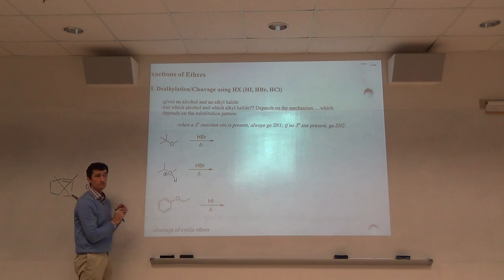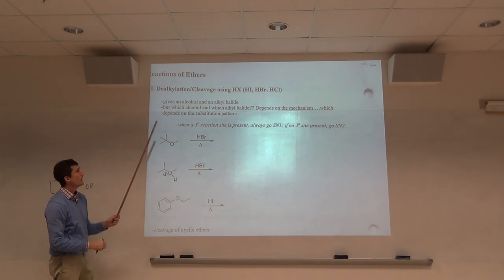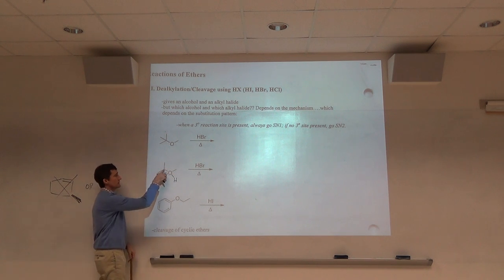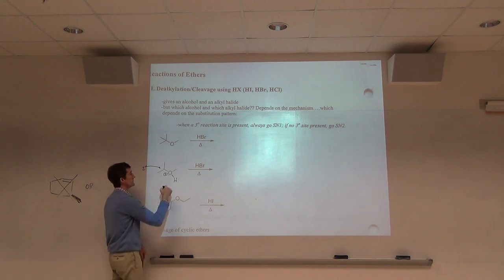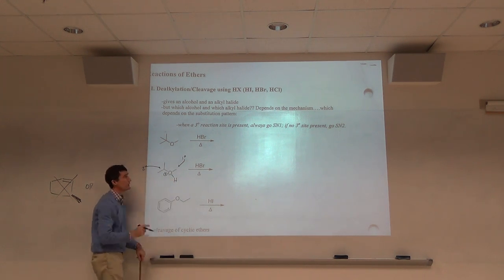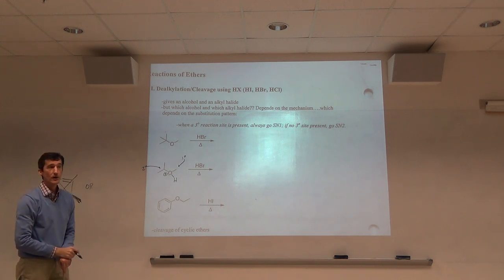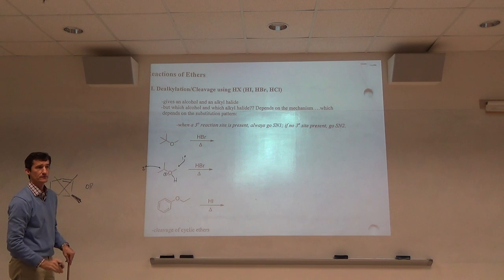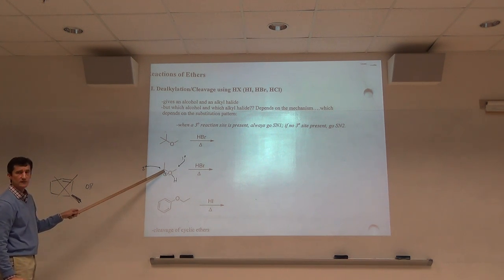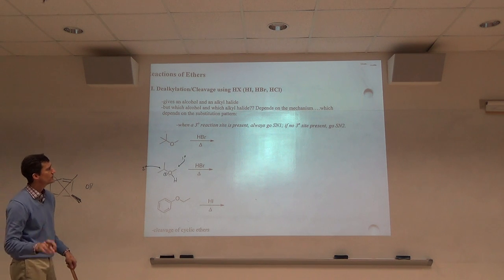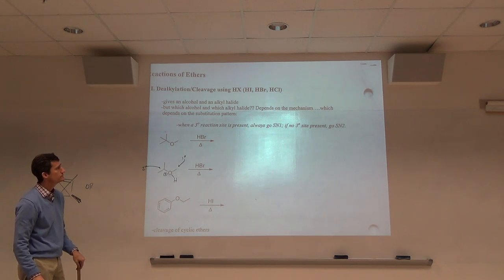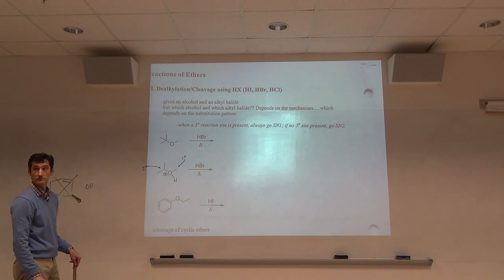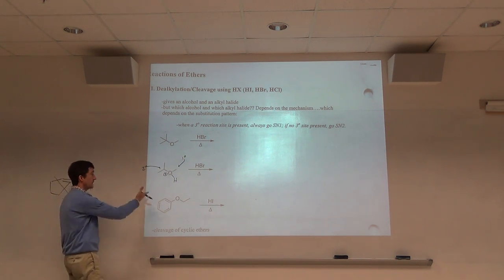What mechanism do you want to do? Do we have a tertiary site available? What is this? Secondary. And what is that? Then methyl. Primary. Do we have a tertiary site available? No. And we also don't have any resonance. I mean, if this cation formed, would it be resonance stabilized? No. There's nothing going on there. So what mechanism do you want to do? SN2, right? That's what it says up there. If no tertiary site is present, go SN2.